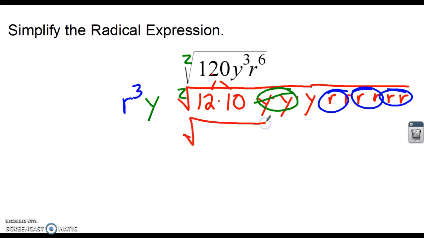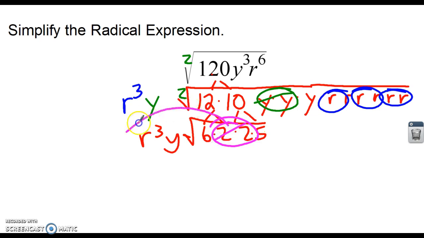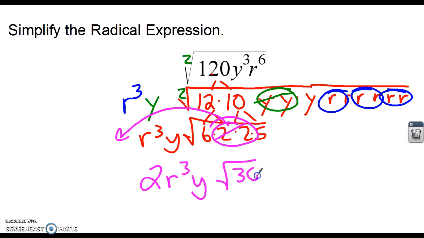I continue to factor 12 times 10 into 6 times 2 and 2 times 5. And don't forget the r cubed y on the outside. Now looking for another group. I can take a group of 2's out there. So that goes on the outside. So I have 2 r to the third power y, and what's left inside of the radical? A 6 and a 5, that makes 30. That would be my answer.